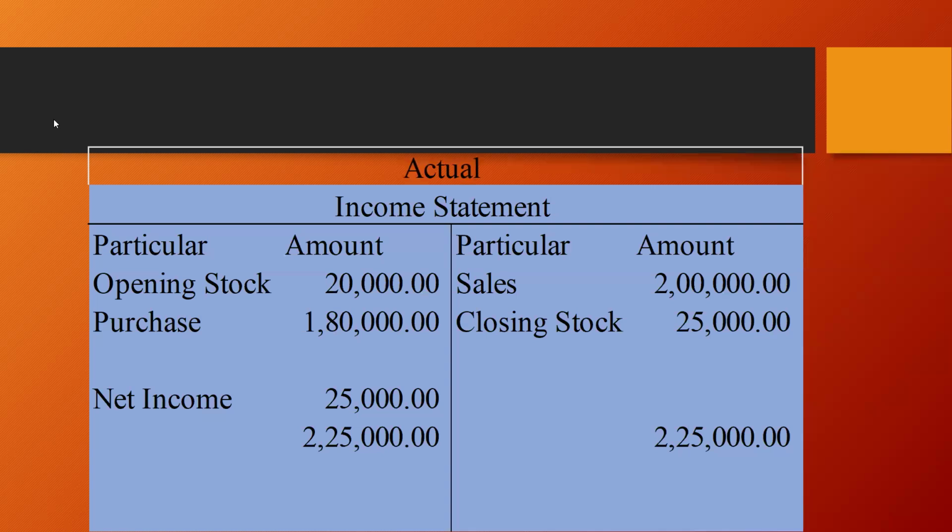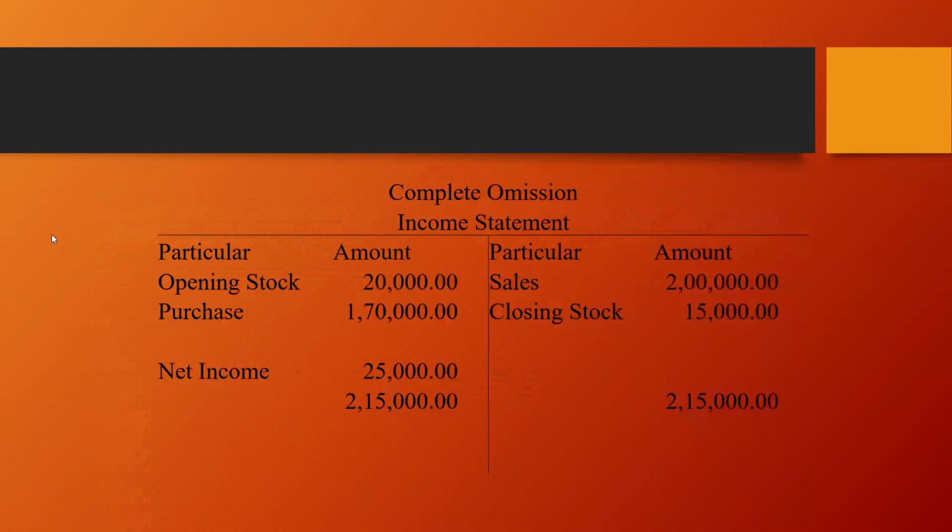What I've done is I had taken hypothetical numbers. This is the actual. What if you haven't missed anything? They made the actual entry: purchase account debit, either to cash or accounts payable credit. In that scenario, my purchase would be 1,80,000 and the closing stock will be 25,000. So my net income will be 25,000. So they made everything perfect if it's actually done, but it hasn't happened. So what they have done is this. They completely omitted the entry before finding the entry. This is how it looked.